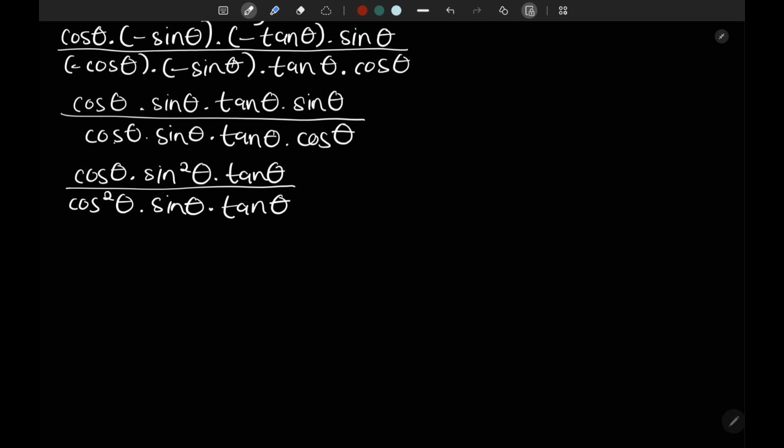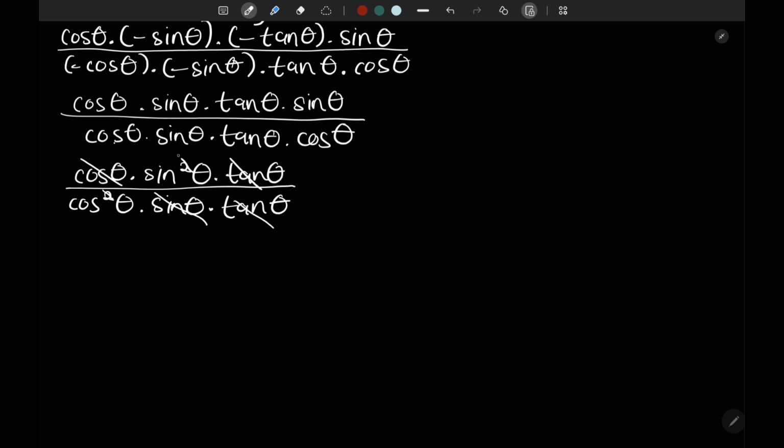Now it's time to cancel. We have cos theta. Do you have cos theta in the denominator? Yes, you have cos squared theta. So this cancels with that. Then you have sine squared theta. Do you have another sine theta in the denominator? You have sine squared theta and sine theta. These cancel each other out. Then you have tan theta and tan theta. We cancel all the tan thetas.